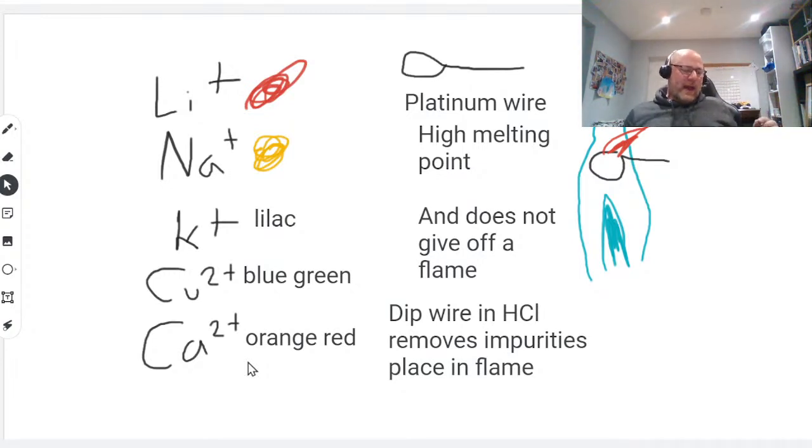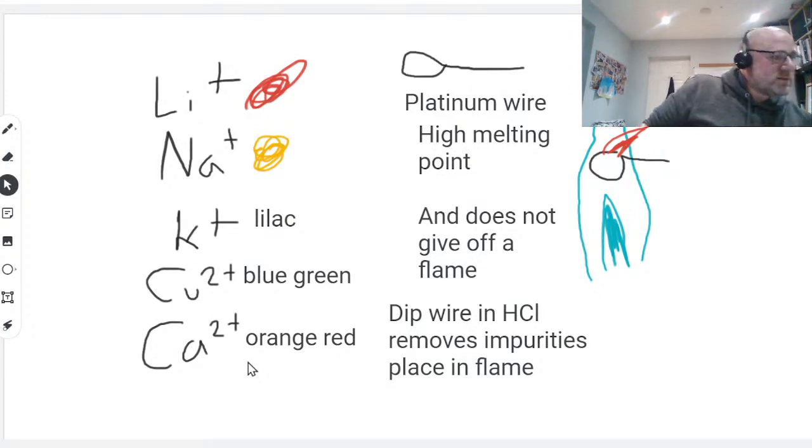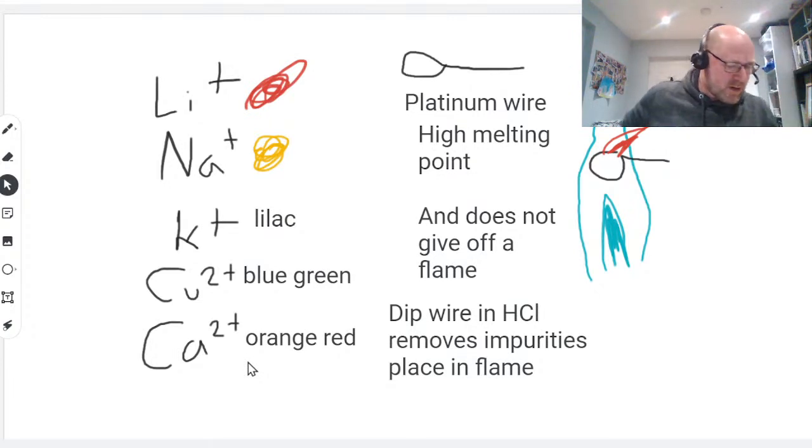It depends whether you are AQA or doing IGCSE. For IGCSE, you've got to do the flame test tomorrow. You can use chromium, you can use nichrome, you can use platinum. If you're doing the flame test tomorrow, you're probably an international GCSE student, and then you'll be using a platinum wire.